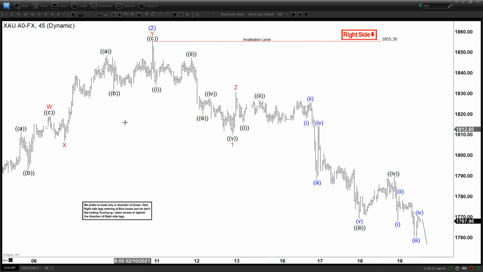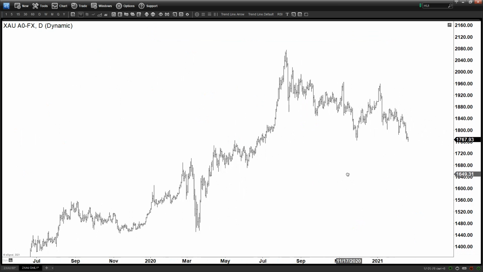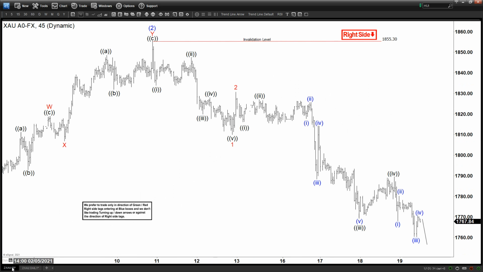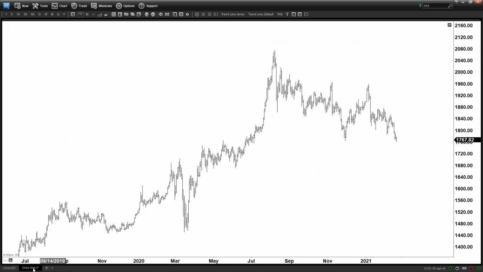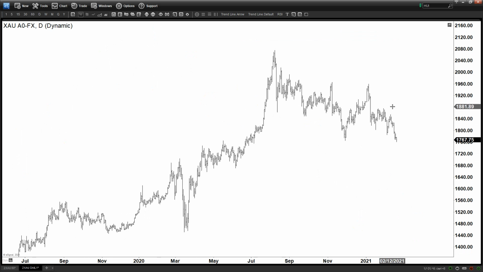All right, now looking at the larger degree, if we take a look at the daily chart, here is what we got over here, right? So let's try to plug in. This is 1855.3. Okay, so this is your wave 2 here, 1855, and this is wave 1, right?